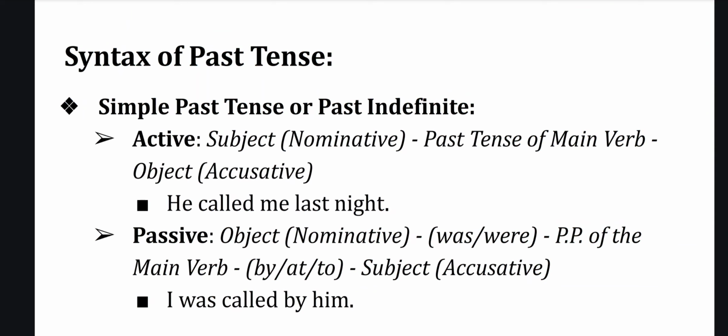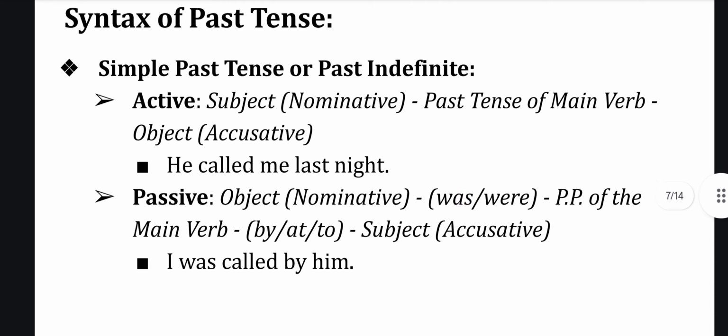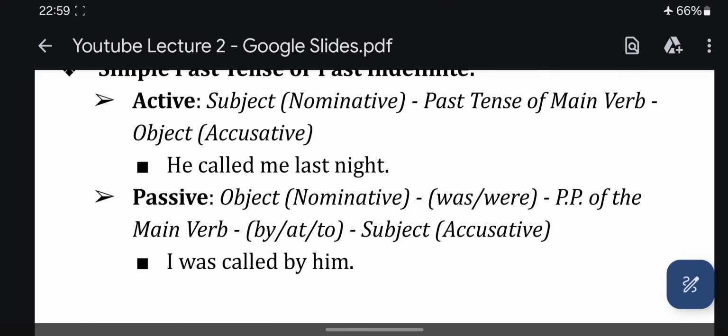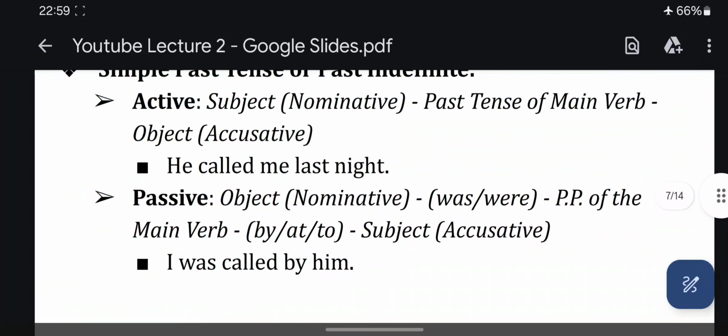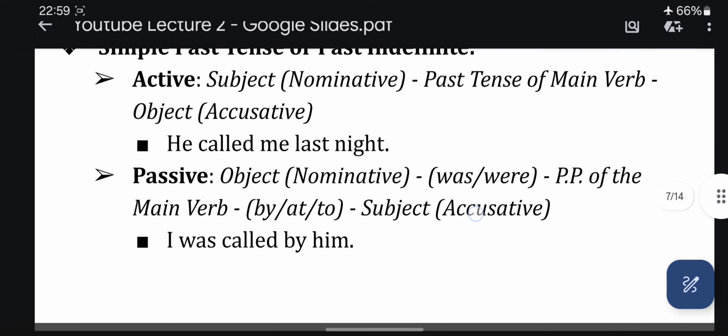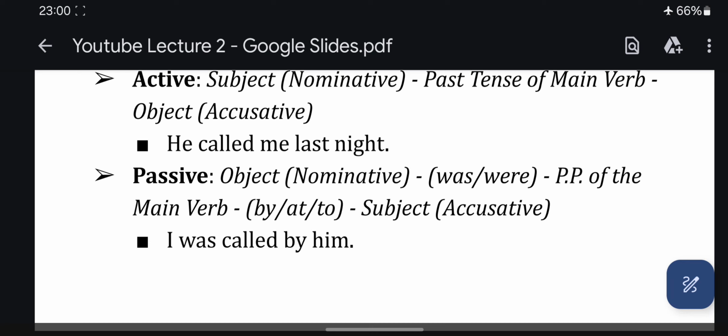Okay. So subject, then the past form of the main verb, then the object, and in the passive, the object becomes the subject and comes into nominative case. Then a be verb in past tense is followed according to the object, was or were. If it's singular, then was, plural, then were. Then past participle of the verb, I have written in short form, PP, means the past participle or the third form of the main verb. Then it is followed by a preposition, mainly by, but sometimes at and to can be used. And then the subject in accusative case.